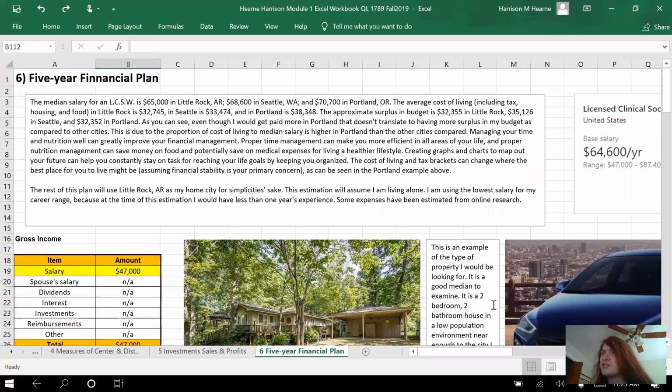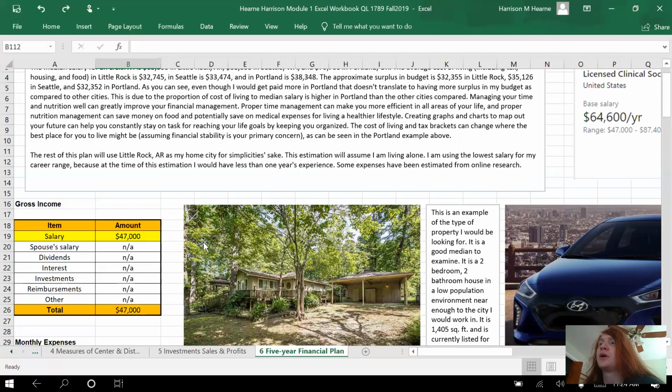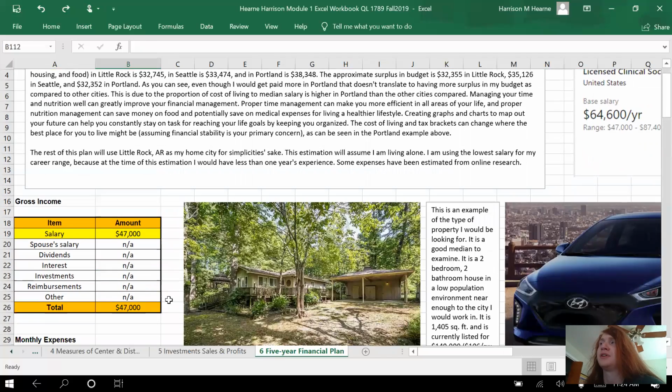So this scenario here is a more personal scenario than the last ones have been. The last ones have been just general mathematic principles and ideas. This one is still the same, but it's more talking about our personal 5-year financial plans.